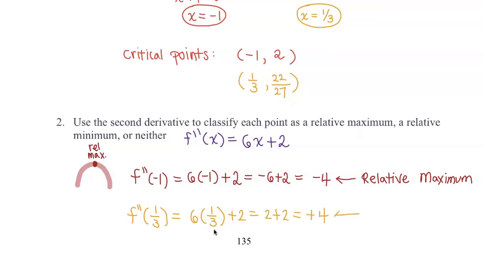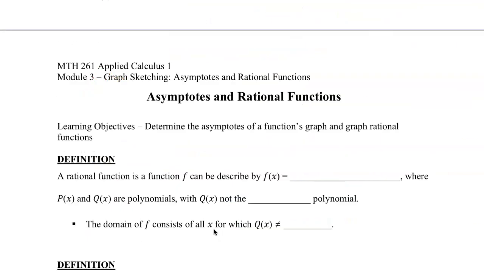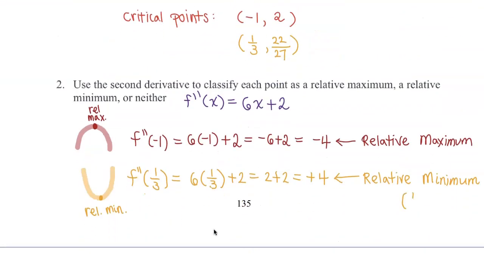And when we get a positive second derivative, we're looking at a graph that is concave up, like this. And that critical value must be a relative what? Minimum. So the positive second derivative tells us that this critical point must be a relative minimum. Okay, so relative minimum at (1/3, 22/27), and relative maximum at (-1, 2).